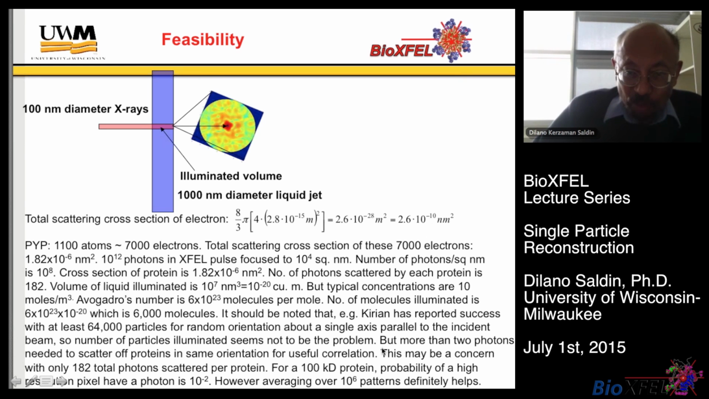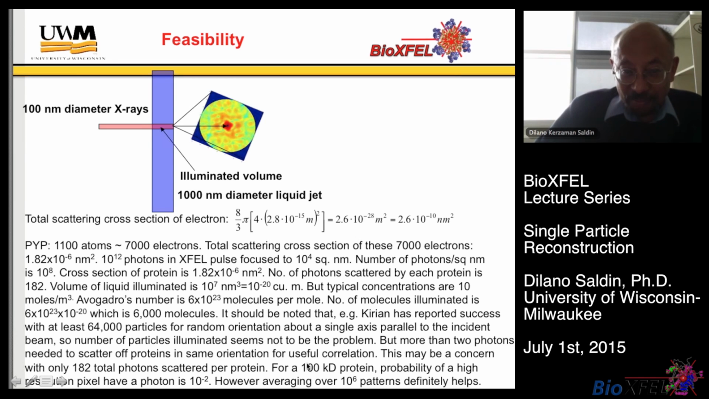a greater problem would be that one needs to scatter more than one electron. At least two photons have to scatter off the proteins in the same orientation for you to get a useful correlation. This may be a concern with only 182 total photons per protein, but we have to remember that this is a small protein of 15 kilodaltons. Actually, this should be 400 kilodaltons.